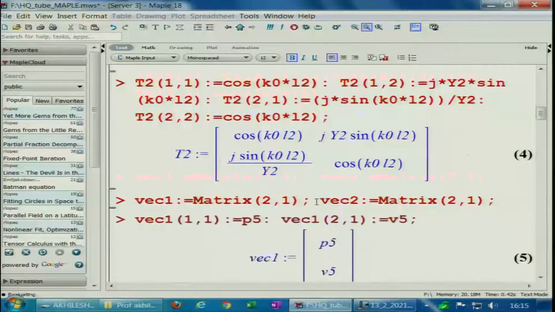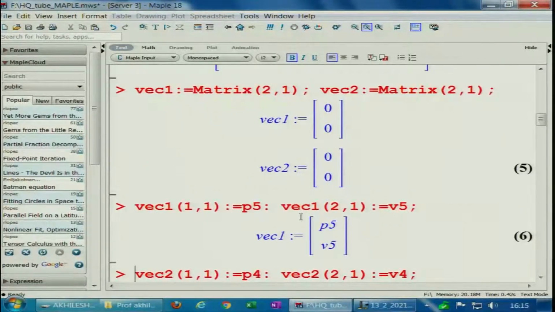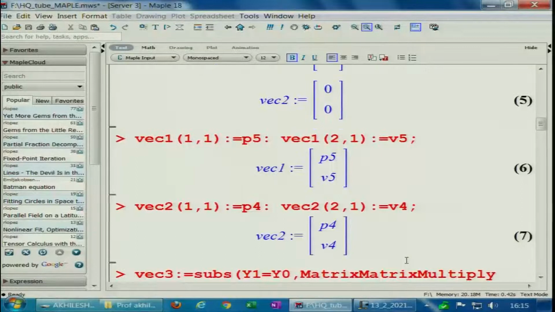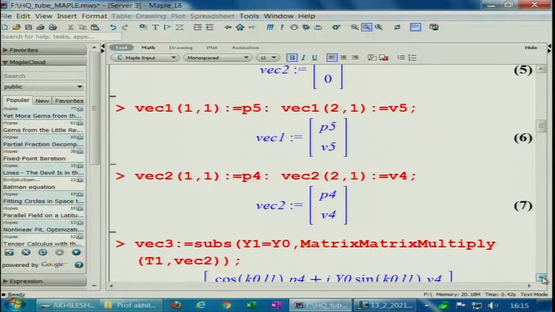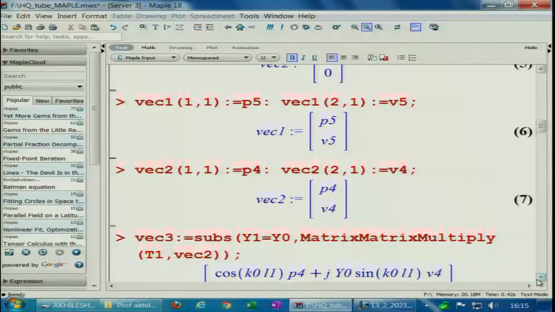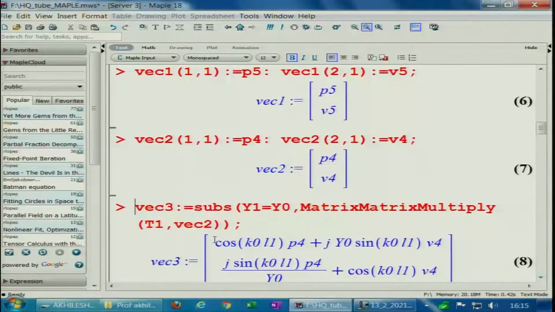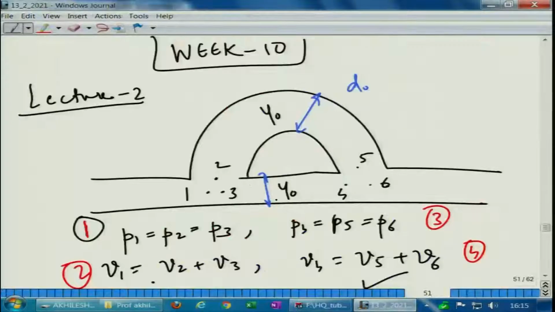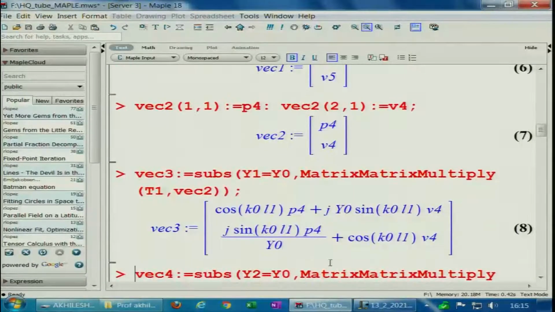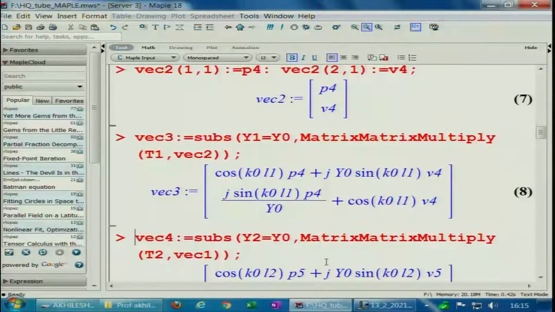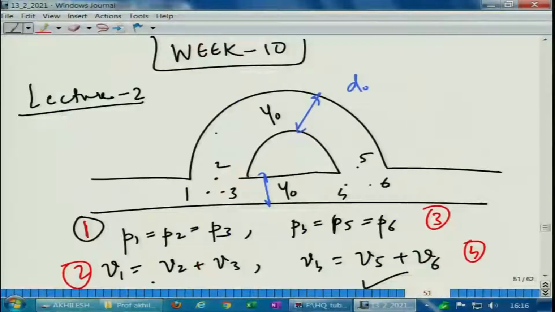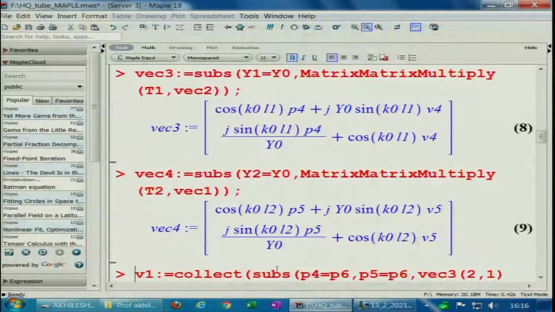So, let us define it. So, this is P5 V5 we have initialized. Now, what we do is basically multiply. So, vec 3 is nothing but, once you multiply the first transfer matrix with this one, you will get the relation, that is, I guess you are expressing P3 and V3 in terms of P4 V4. Okay. And similarly in this you are expressing P2 V2 in terms of P5 and V5.